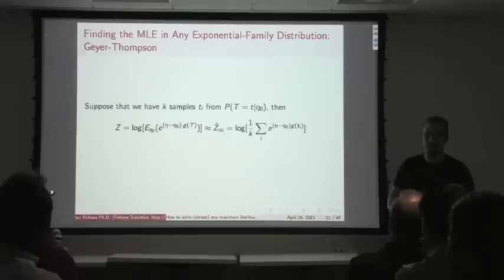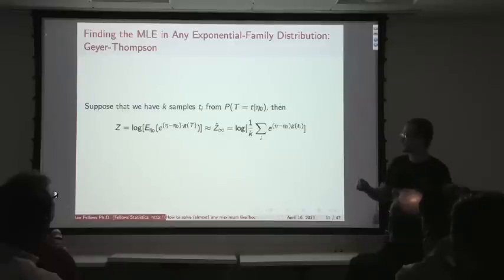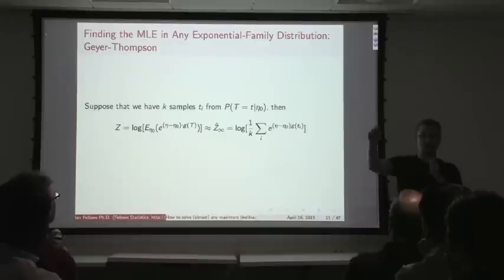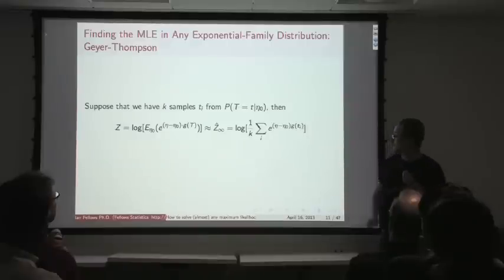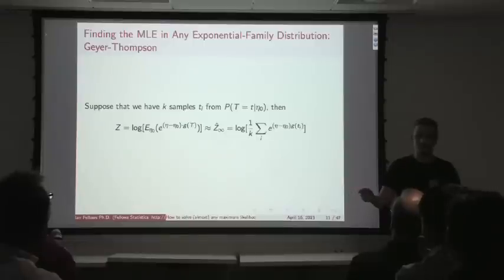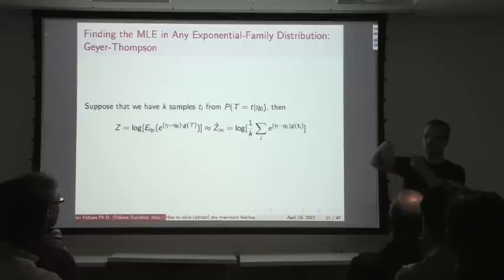So great, now we have a method with which we can estimate the log likelihood difference from eta naught to eta. So we can maximize that. The problem is that this quantity here, its variance increases as you move away from eta naught. So it's only a good approximation of the log likelihood around the neighborhood of eta naught, where you got your sample from.